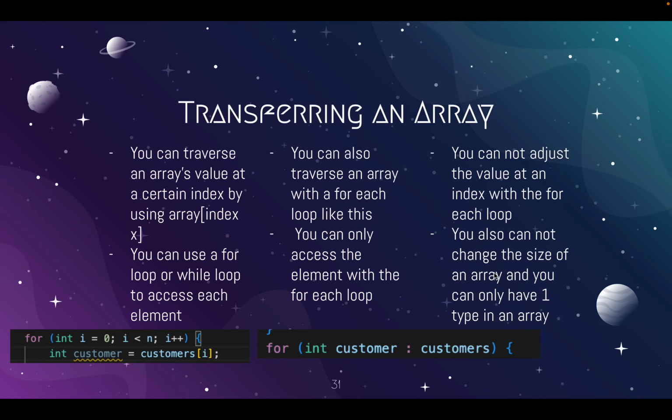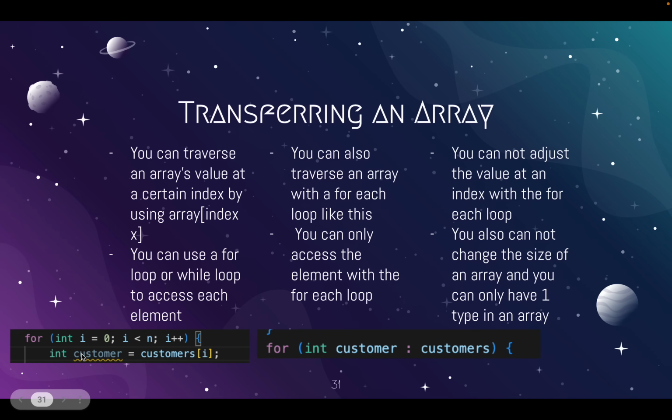So traversing an array. You can access an array's value at a certain index by using the array at index x. That's how you access the value at that index. You can also use a for loop or while loop to access each element in a row. For example, this for loop goes from 0 to n, which is probably the length of the array, and at every point it accesses the value at that point, and that's a customer.